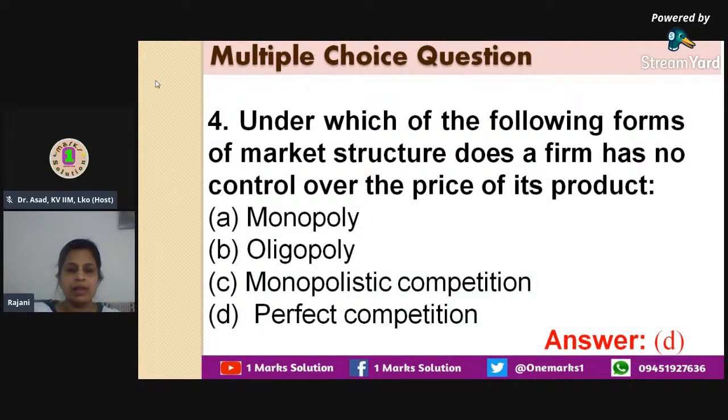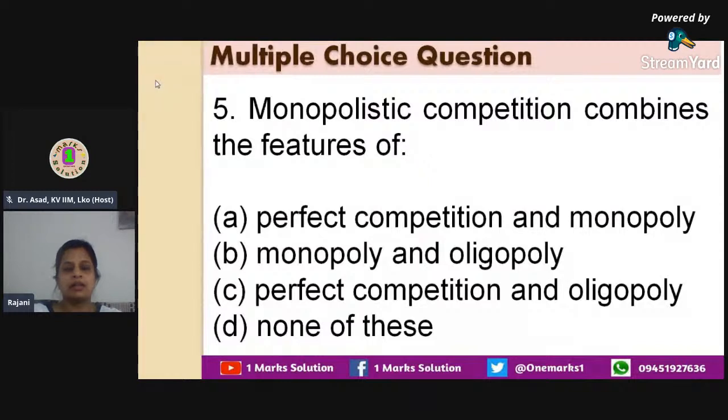Now comes the next question. Monopolistic competition combines the features of: perfect competition and monopoly, monopoly and oligopoly, perfect competition and oligopoly.